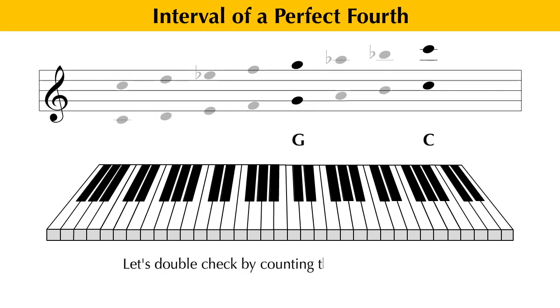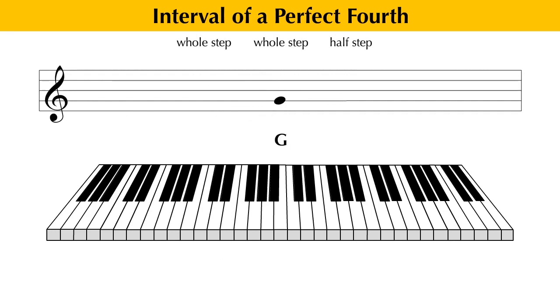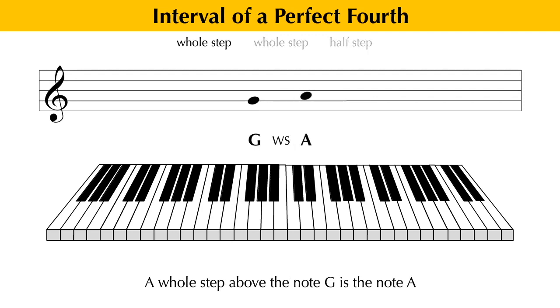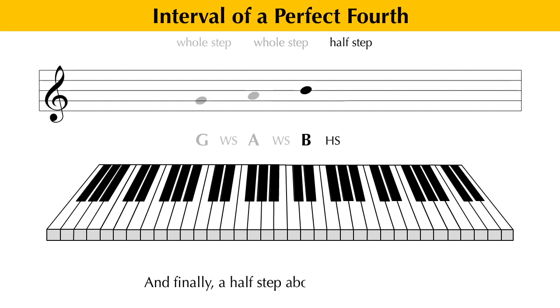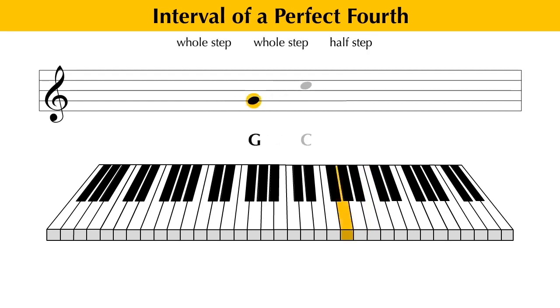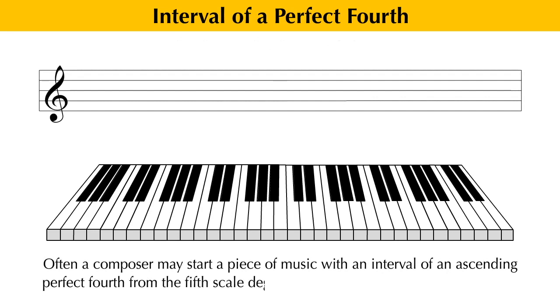Let's double check by counting the amount of steps separating the notes G and the first C above it. A whole step above the note G is the note A. Another whole step above A is the note B. And finally, a half step above B is the note C. Often, a composer may start a piece of music with an interval of an ascending perfect fourth from the fifth scale degree to the octave of the first scale degree.